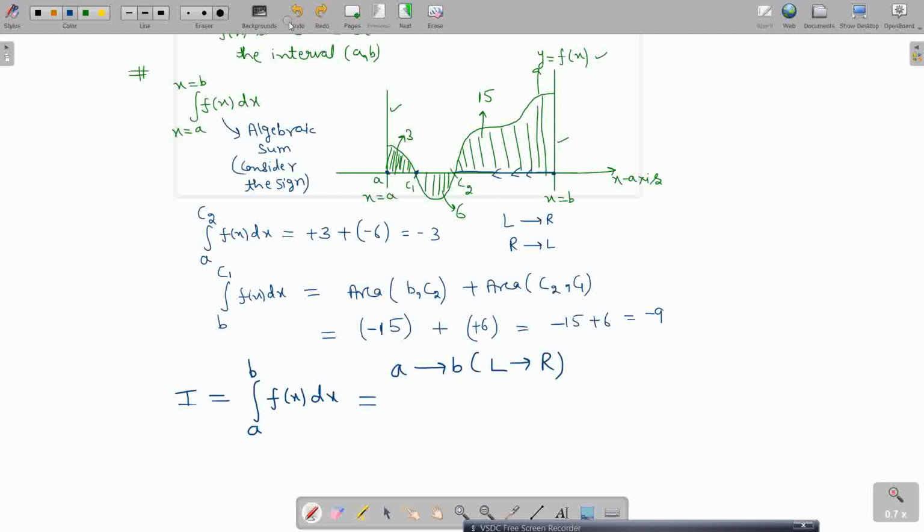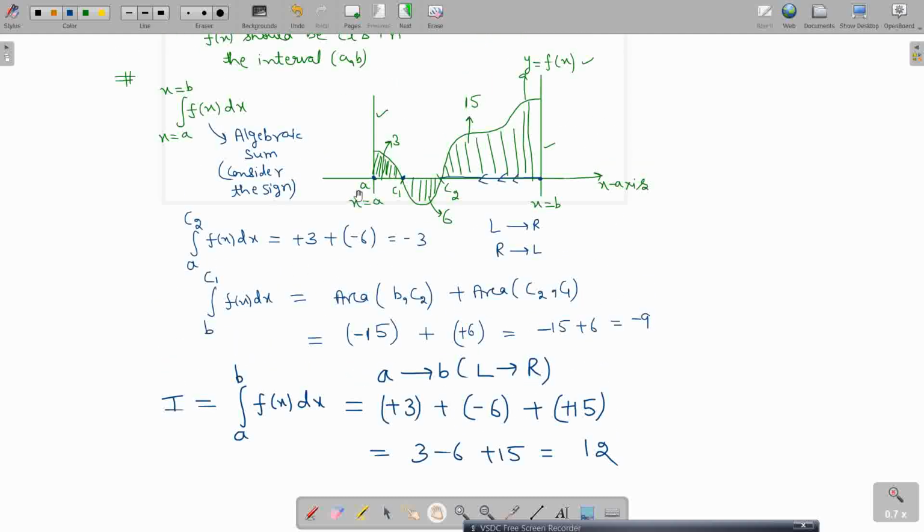So we have first of all plus 3, right? Then plus, we have minus 6, then plus, we have minus 15. Not minus 15, it should be plus 15. Why? Because we are above x-axis, right? So I should write here plus 15. Okay, so what do you get? 3 minus 6 plus 15, which is 12, right? So in that way you can solve the integration from a to b f of x dx.